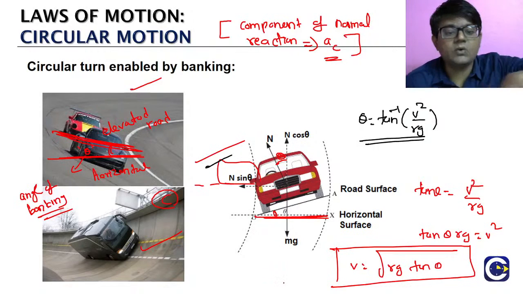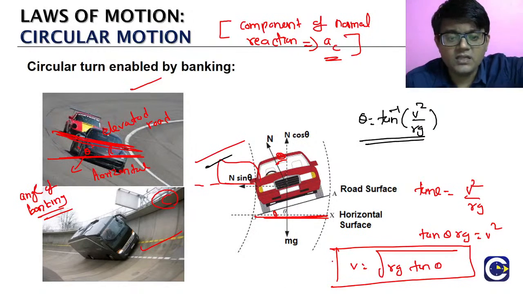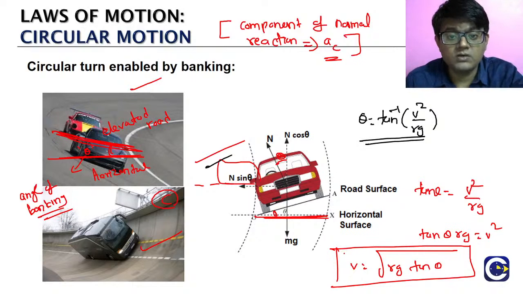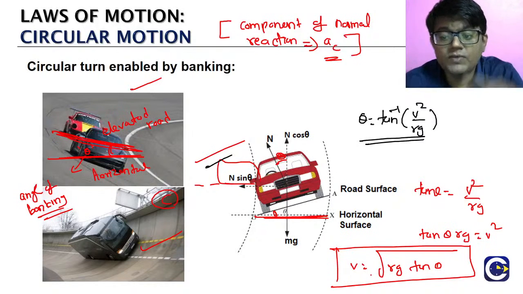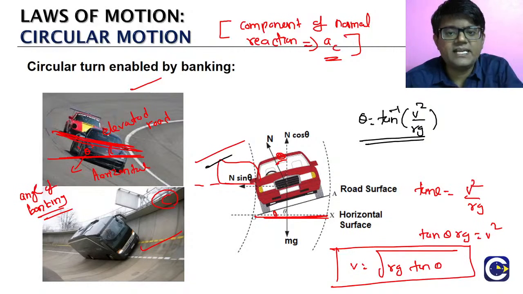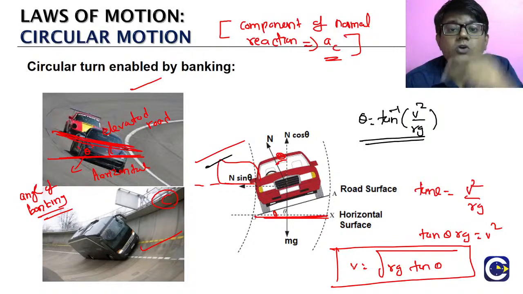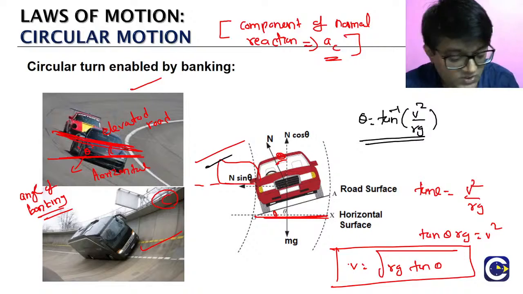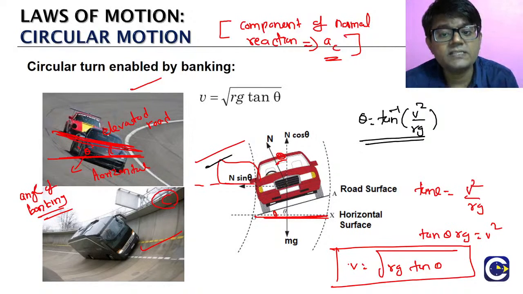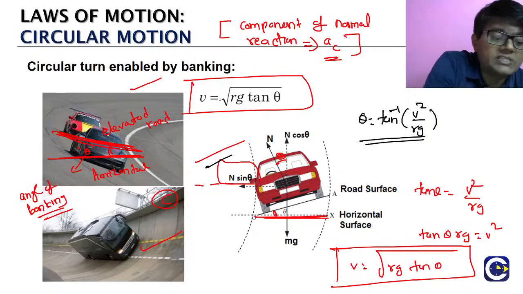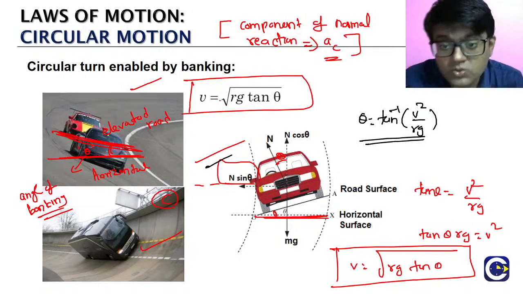Once you build the road with a particular angle of banking, and the radius of curvature is almost fixed, you will mention to the vehicles coming on the road what the safe speed is. If you go with this much speed, the horizontal component of the normal reaction will be able to provide the centripetal acceleration so that the car can safely take the turn. So the safe speed formula is v equal to root of rg tan theta.